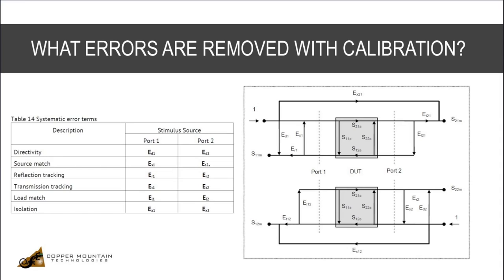We also have transmission tracking, again, which I mentioned is the full frequency response through the cable, through the duct, and through the whole system. The load match, again, the load on port two, when we're measuring through port one to port two, the load at port two is not precisely 50 ohms. It varies somewhat over frequency. And isolation, that's the signal that makes its way inside the VNA from one port to the other. Those are the errors, and those are the systematic errors that are removed by calibration. So we designate them in this fashion, and we can write the formulas for how each of the calibrations that we do removes each of these pieces.